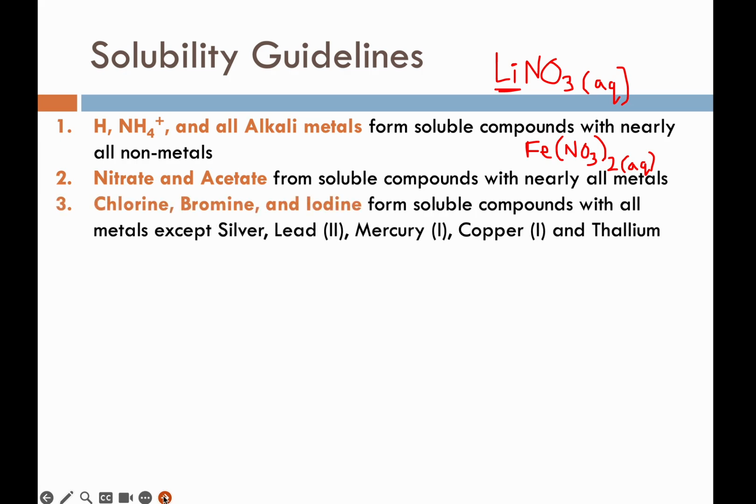Now we get into the exceptions. So chlorine, bromine, and iodine, if those nonmetals are bonded to pretty much any metal in an ionic compound, it will be soluble, with a few exceptions. So if you've got chlorine, bromine, or iodine bonded to silver, lead, specifically lead with a charge of 2, mercury with a charge of 1, copper with a charge of 1, or thallium, then you'll get a solid. So with these guys here, silver, lead, mercury, copper, thallium, those ones will give you solid precipitates. Everybody else, any other metal, will be an aqueous situation.